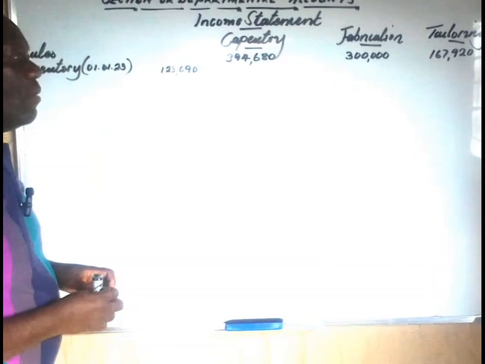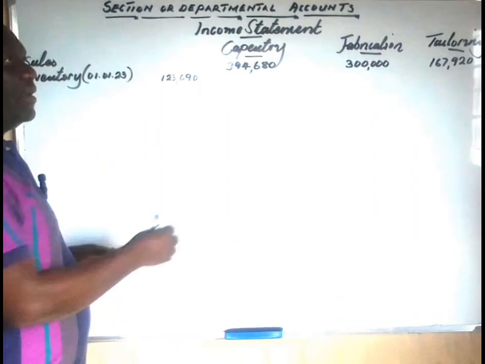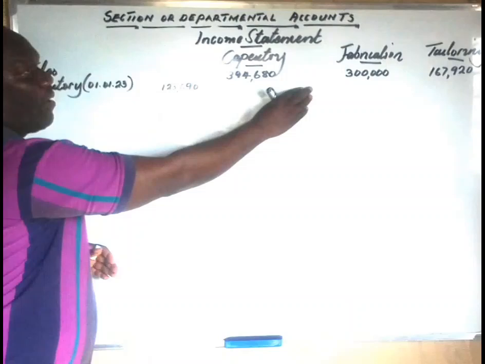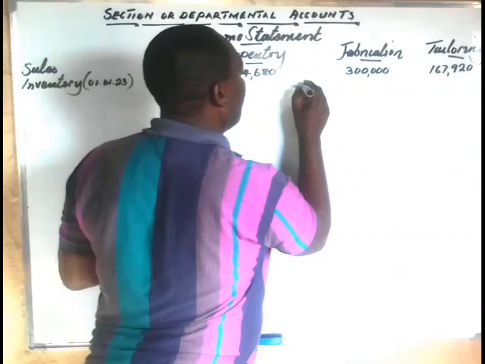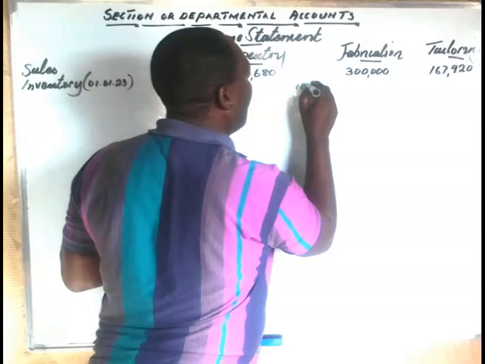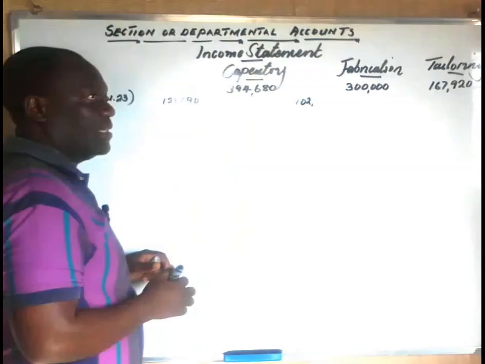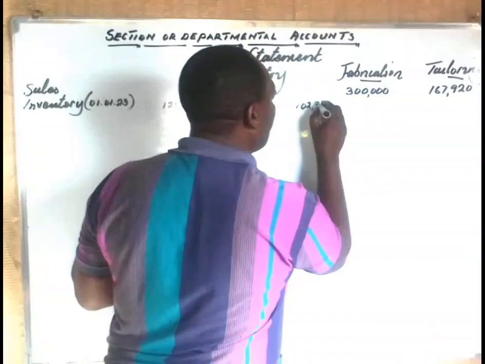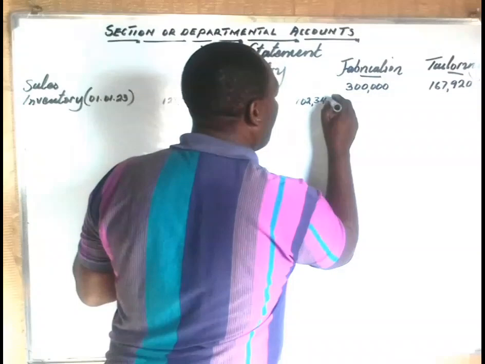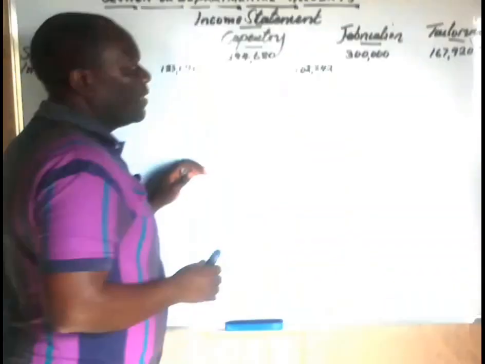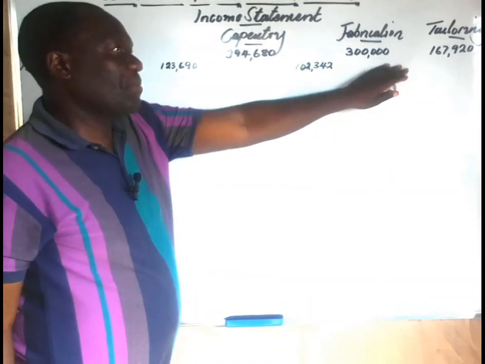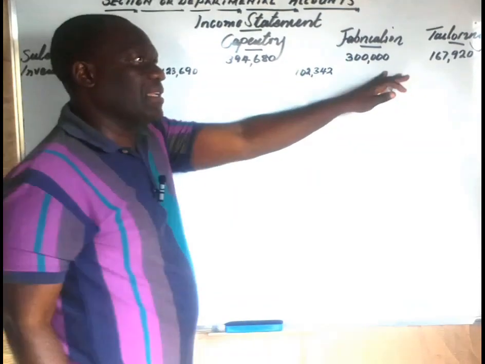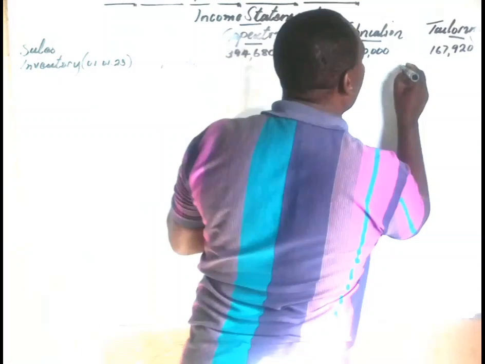Then for metal fabrication, it will come here. Okay, so it was 102,342. Okay, and for tailoring, it will come here. Tailoring, it was 78,530.